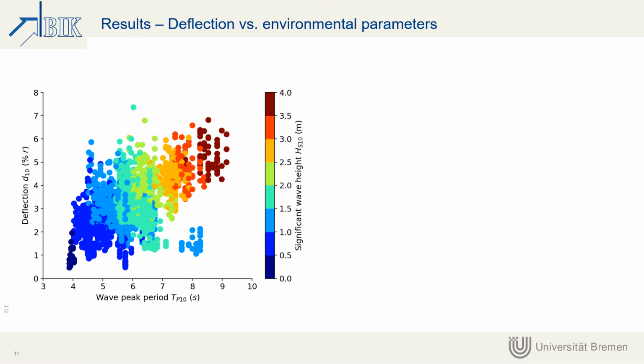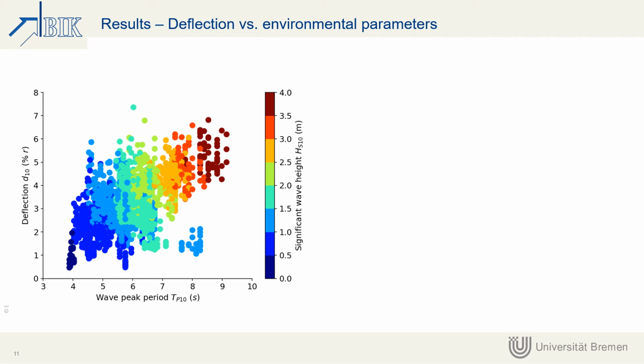On the left, the 10-minute mean deflection is shown as a function of the wave peak period. Additionally, the data points are colored by significant wave height. The swell wave event we saw earlier can be identified again. The increase of deflection with increasing wave peak period is much broader in comparison with wind speed or wave height.